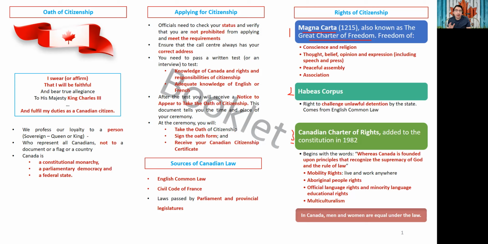First right will be conscience and religion. So you are free to select your religion and to practice your religion as long as you don't do anything against the law, or you don't harm the environment, or you don't harm the Canadian heritage. That's all. Second thing will be thoughts, belief, opinion, and expression, and this also includes speech and press.